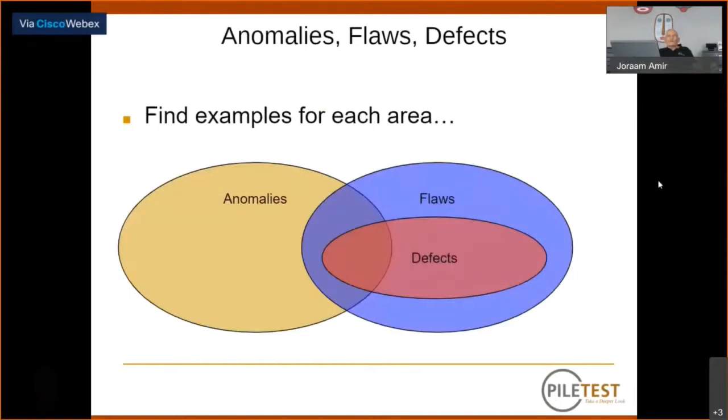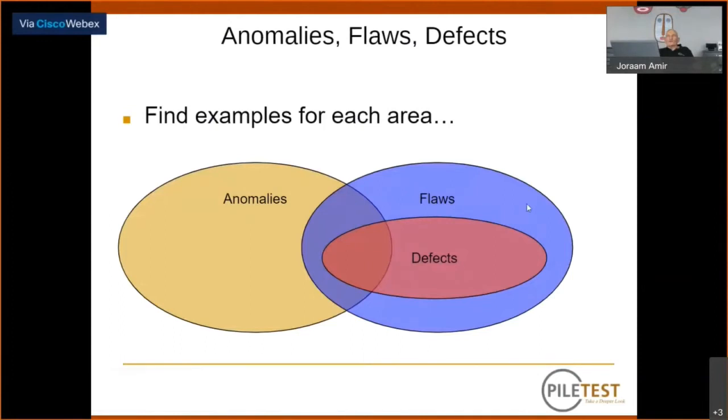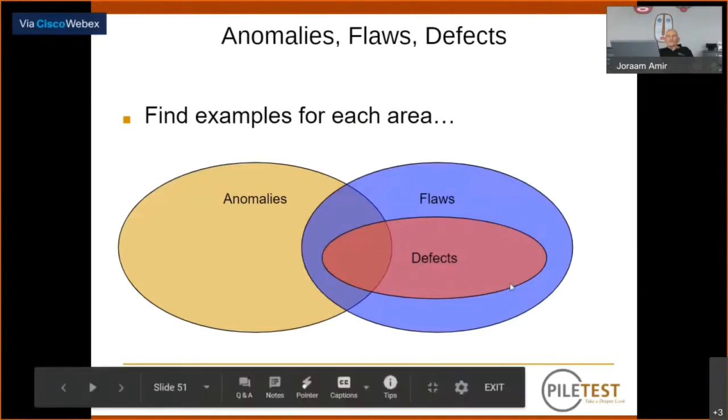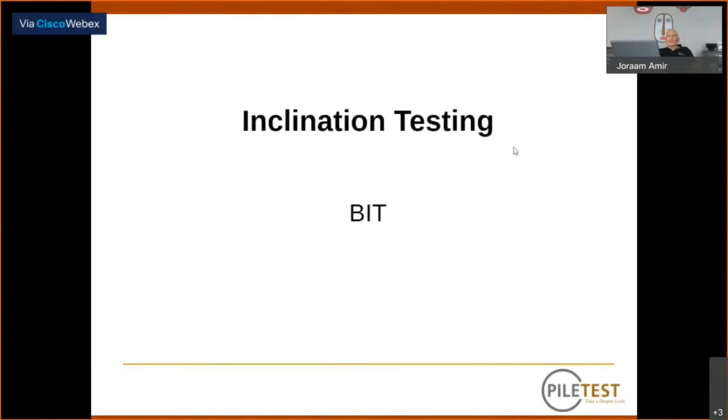Here's something which is called a Venn diagram. With our testing, we have a lot of anomalies. Some of our anomalies are because of any irregularity in the pile, and they cause flaws, the blue area. Not all flaws are defects. Some of the defects are as defined by the engineers.